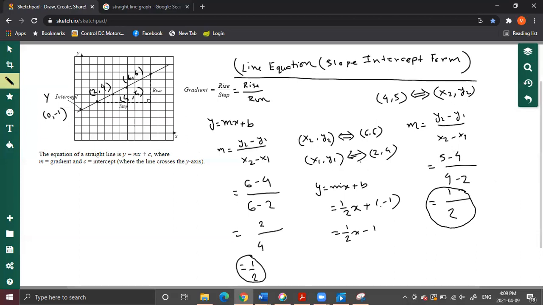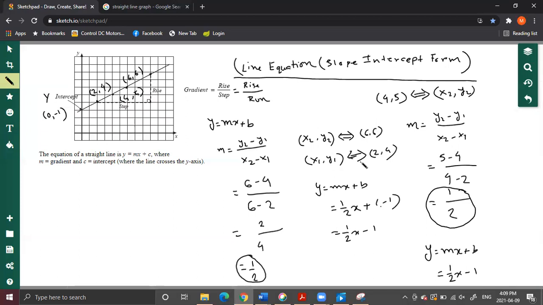And the y-intercept doesn't change. So the equation for this will remain the same. So we can also say y equals mx plus b equals half x minus 1. So despite changing a point, look, I keep repeating this, any 2 points on the straight line will give you the exact same slope. And I just proved it.